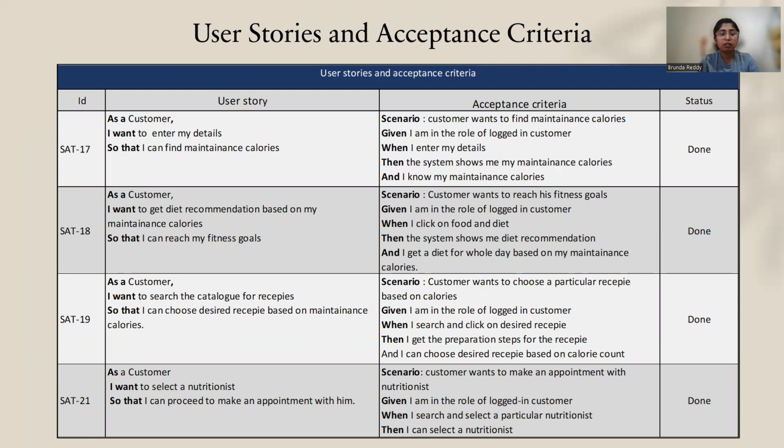So as a customer, I want to enter my details so that I can find maintenance calories. So here we have a scenario where the customer wants to find maintenance calories. Given that I am in the role of a logged in customer, when I enter my details, the system shows me the maintenance calories and I know my maintenance calories. So likewise, we have different user stories and acceptance criteria listed down.